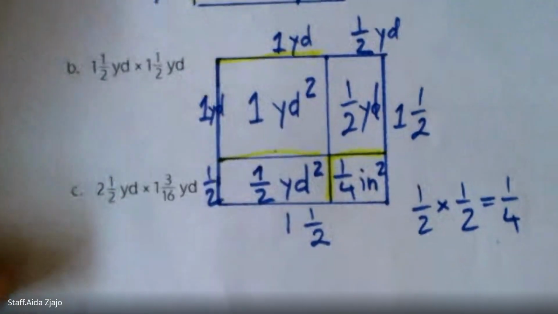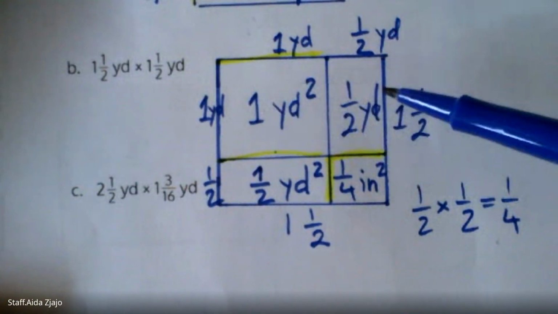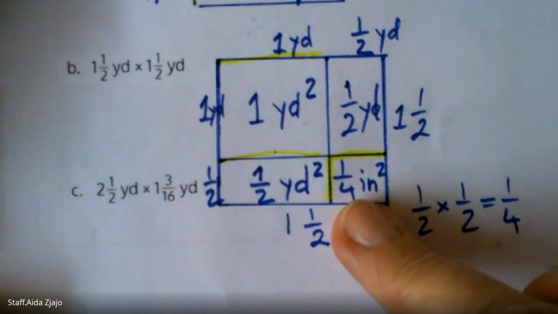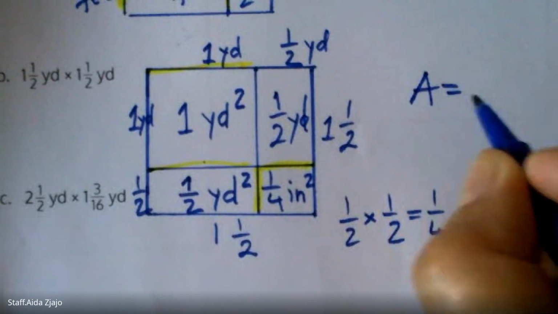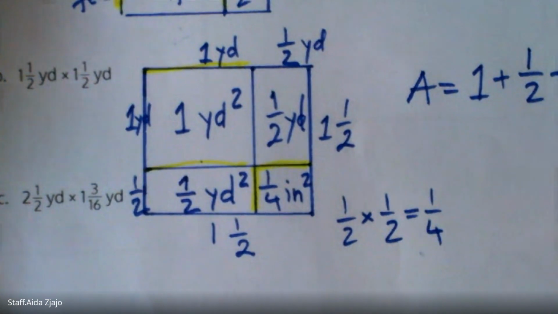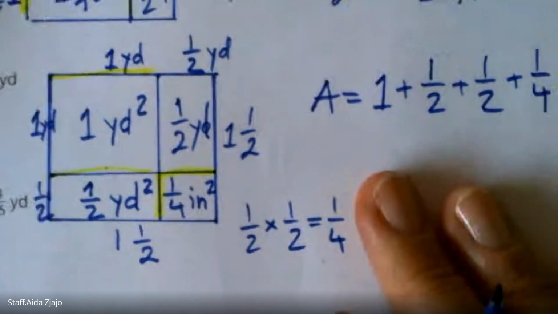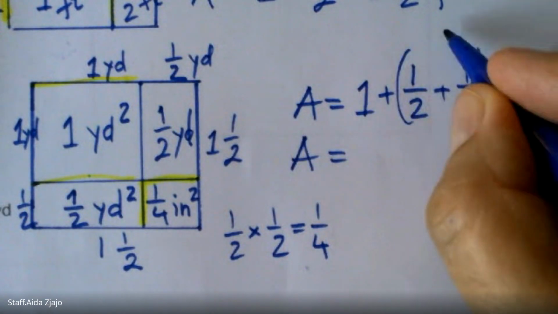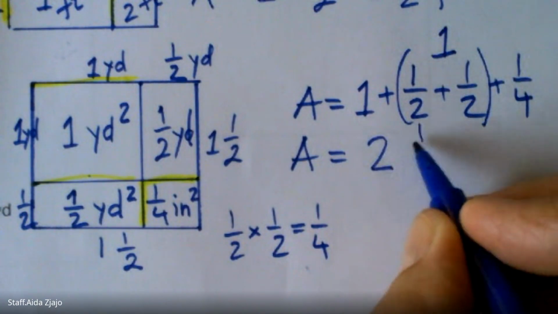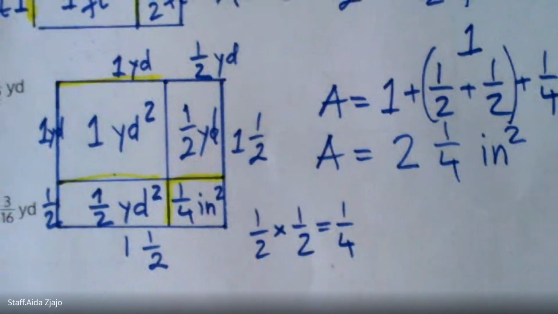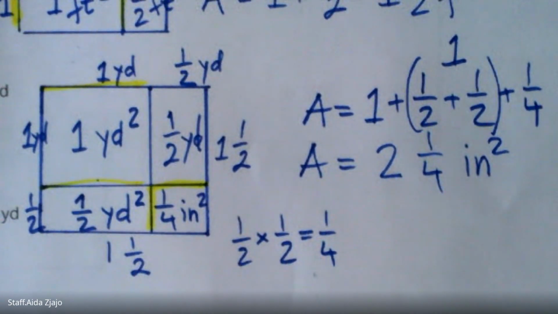So you put all this together and then it will be 1 whole, half and half makes a whole. So it's 2 wholes and 1/4. So the area equals 1 whole plus 1/2 plus 1/2 plus 1/4. So area equals 2 wholes and 1/4 square inches. Okay, so that is B, and then the last one is C.